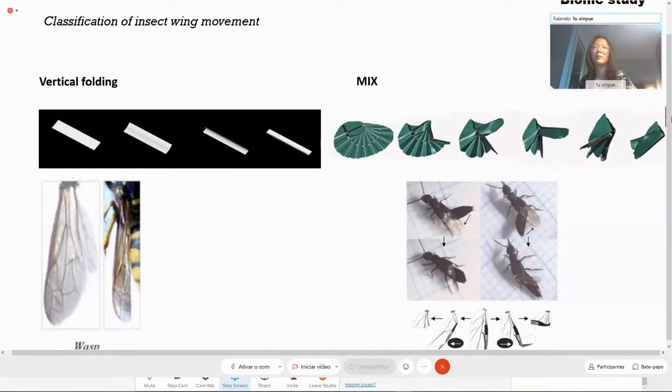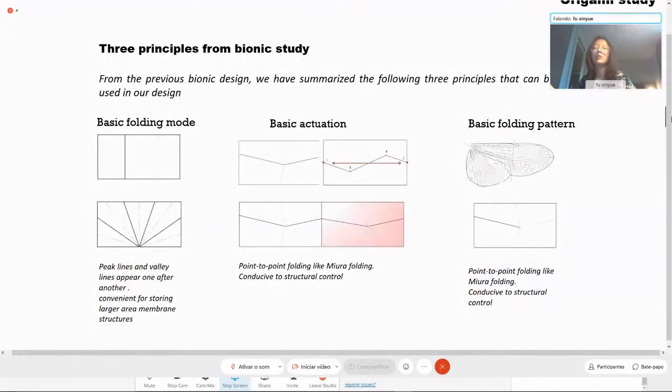But most folding wings of the coleoptera insects are a complex combination of different folding modes, such as hind wings based on fan-shaped folding. The other two folding methods are aided and combined with horizontal and vertical folding repeatedly. From the previous bionic design, we have summarized the following three principles that can be used in our design. They are basic folding modes, the basic driving force, and the basic folding pattern as we show.